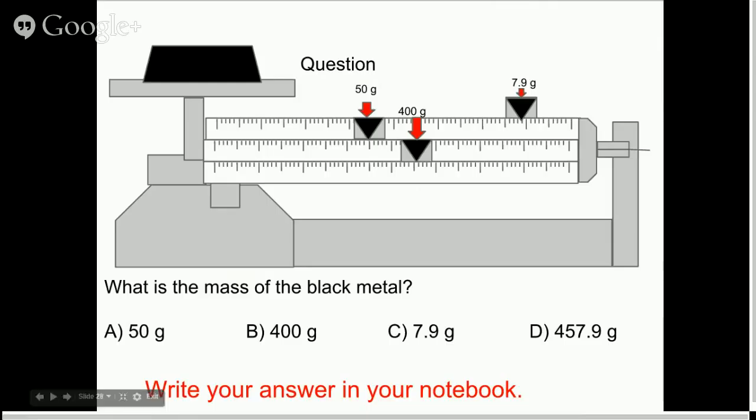All right. What is the mass of this black metal? This is what we would use in class to measure it. There's three little bars there. Write your answer in your notebook. Go ahead and pause it. Okay, if we were measuring this in class, the mass of this metal would be all of these added up together. So it would be 457.9 grams.